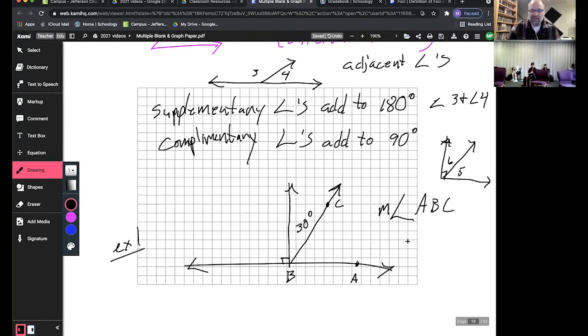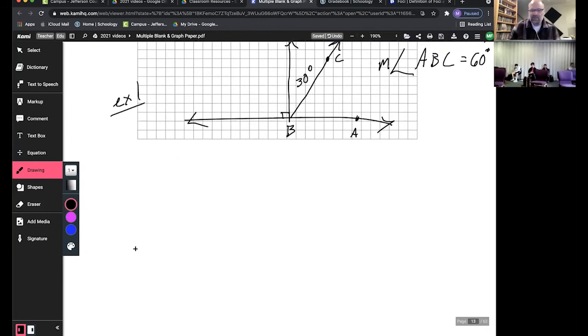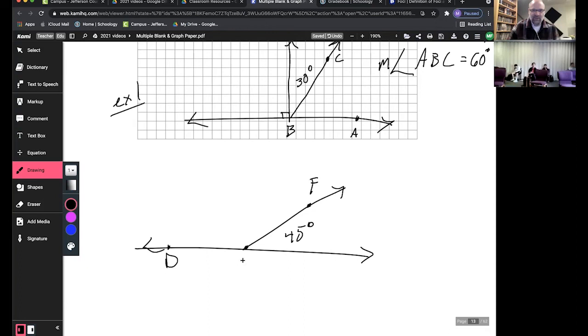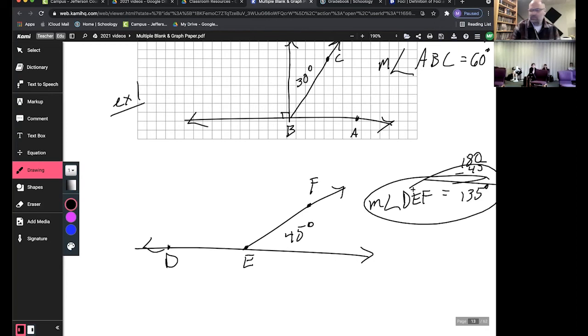Can you guys figure out what that is? 60. Did somebody say 60? Mm-hmm. All right, that was quick. Good job. Okay, what about this? See if you can find the measure of DEF. What is the measure of DEF? Nice, right. So it's 180 minus 45 because you know that they're supplementary. 135 degrees. Very good.